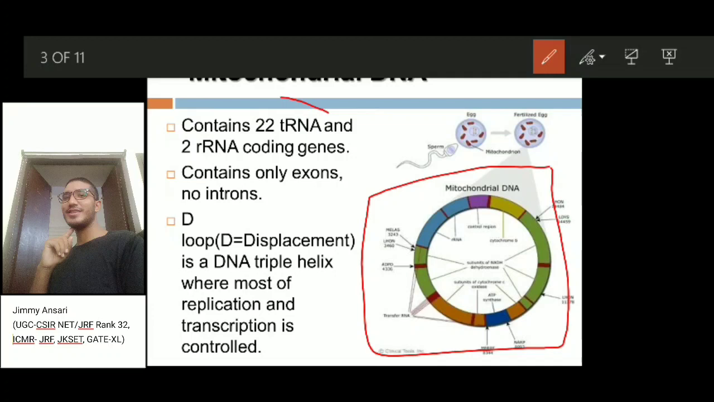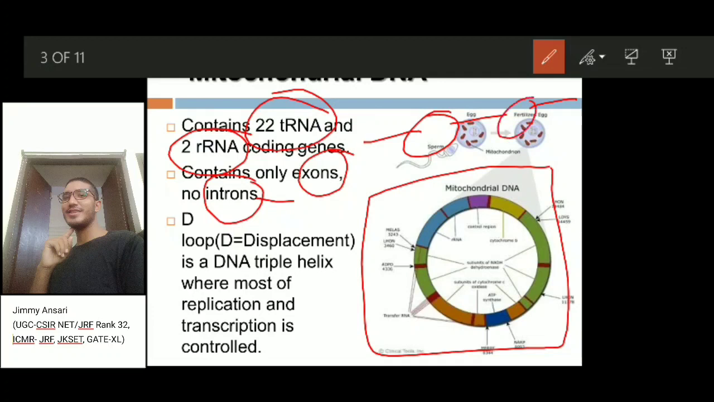It has only 22 tRNA, transfer RNA, and 2 rRNA, which are 2 ribosomal RNA coding genes. So it contains only exons. There are no introns in between the exons, unlike splicing in general DNA. There are some introns present in the mRNA, so it needs to be spliced before protein synthesis. In mitochondrial DNA, it is not present.